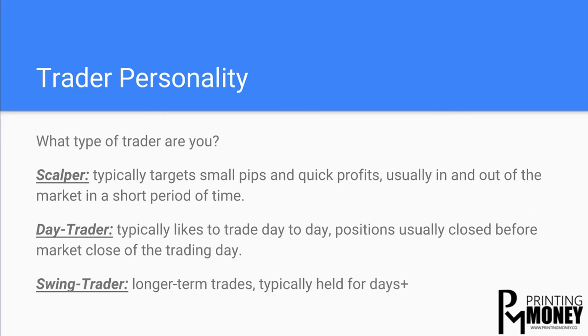Trader personality. What type of trader are you? Are you a scalper? Scalpers typically target small pips and quick profits, usually in and out of the market in a short period of time. Okay? Day traders typically like to trade day to day. Positions are usually closed before the market closes at the end of that trading day, which is 5 p.m. Eastern time, okay? And swing traders, they look and trade longer term trades, typically held for days or more, okay?